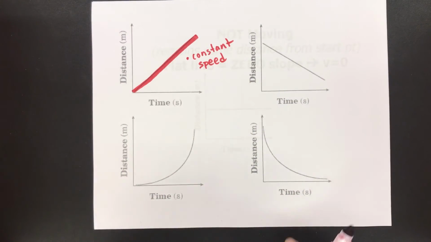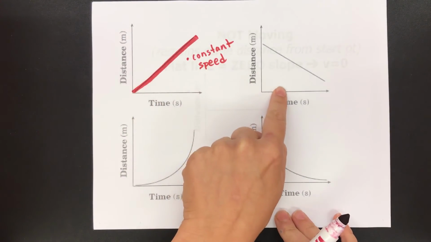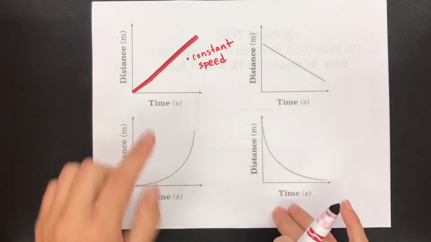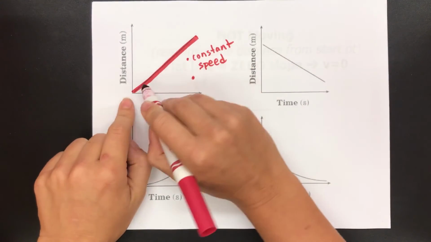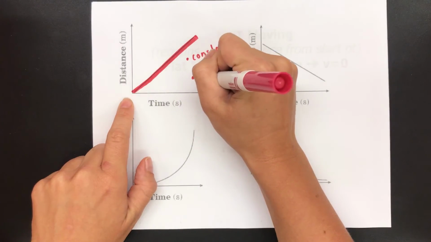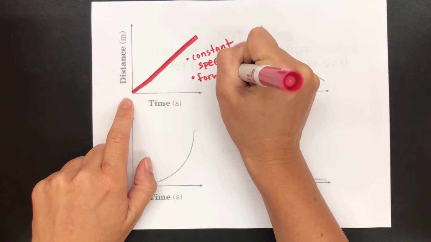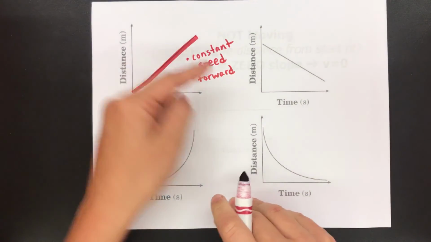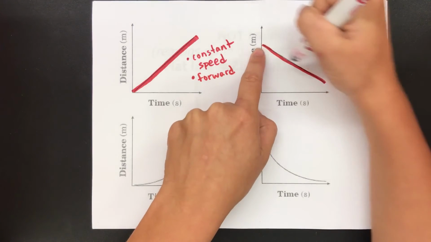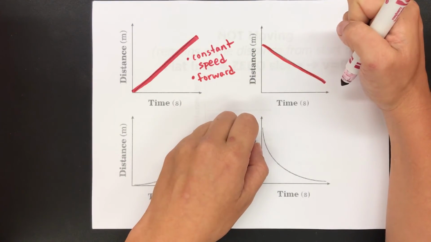The next thing you need to know is if you look at this graph versus this graph, they both have straight lines, but one object is doing something a little bit different depending on which graph you're looking at. So let's talk about that. In this one, the distance is increasing. That means this object is moving forward.